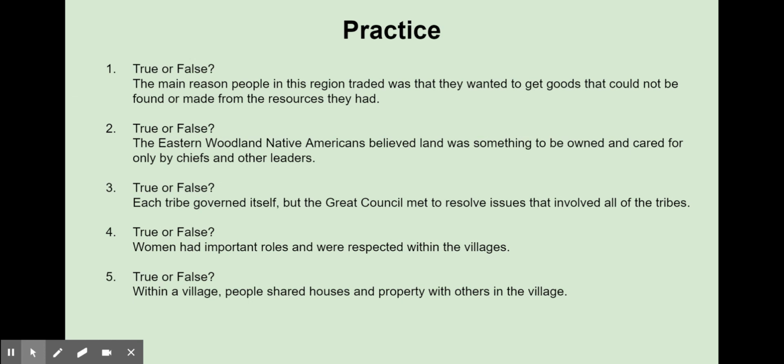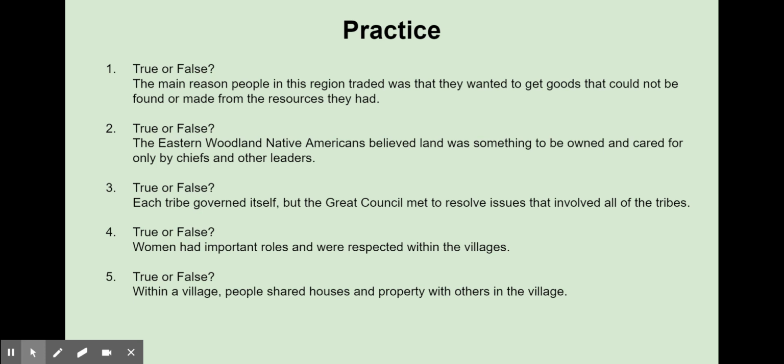Let's practice before you take a quiz. True or false? The main reason people in this region traded was that they wanted to get goods that could not be found or made from the resources they had. That is true. Number 2, true or false? The Eastern Woodland Native Americans believed land was something to be owned and cared for only by chiefs and other leaders. That is false. The Eastern Woodland Native Americans believed land should be communally used and not truly owned by anyone.